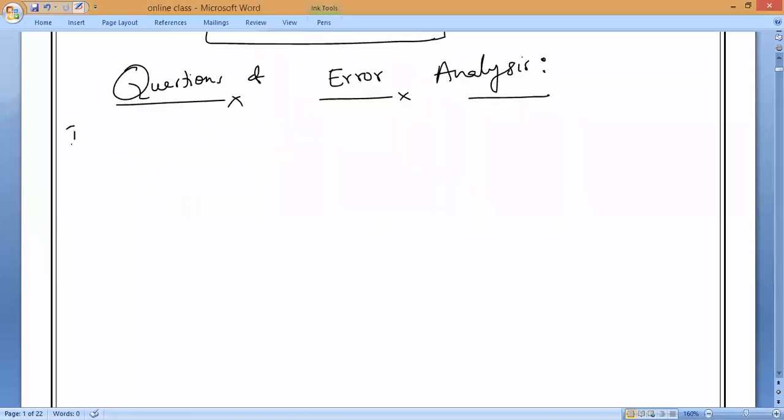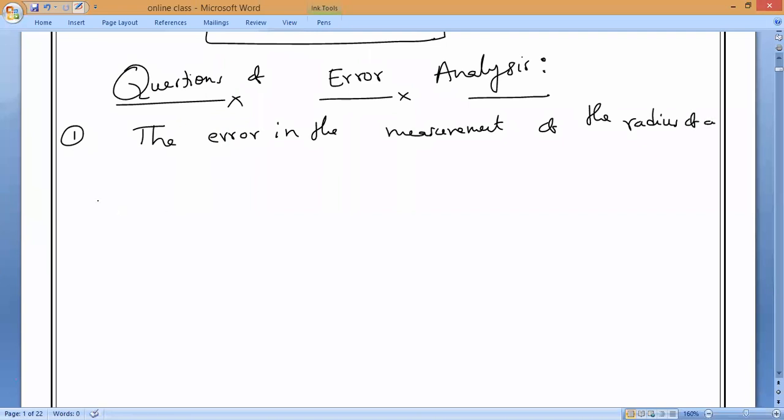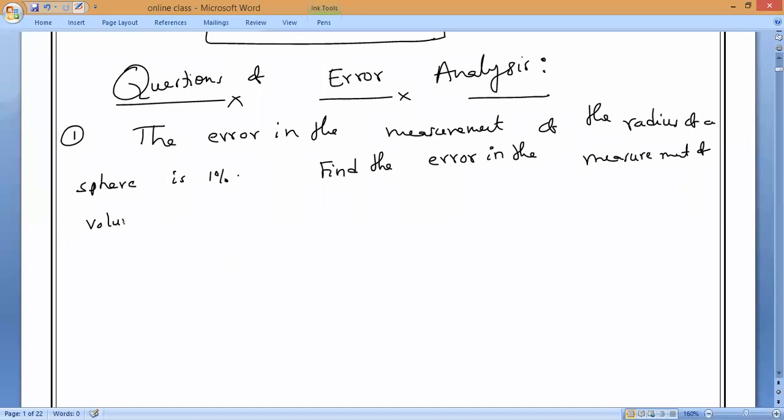So write the first question, number 1. The error in the measurement of the radius of a sphere is 1%. Find the error in the measurement of volume. So that is our first question.